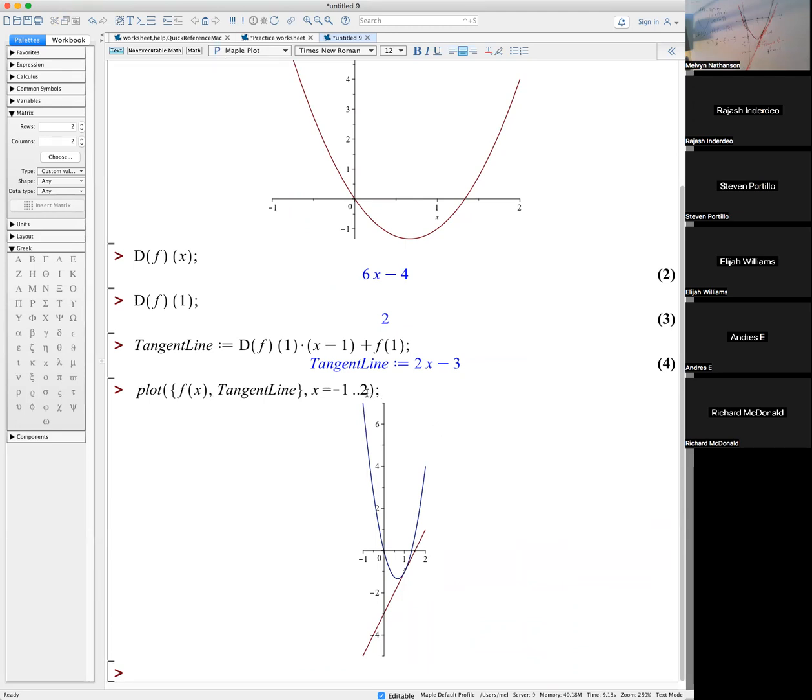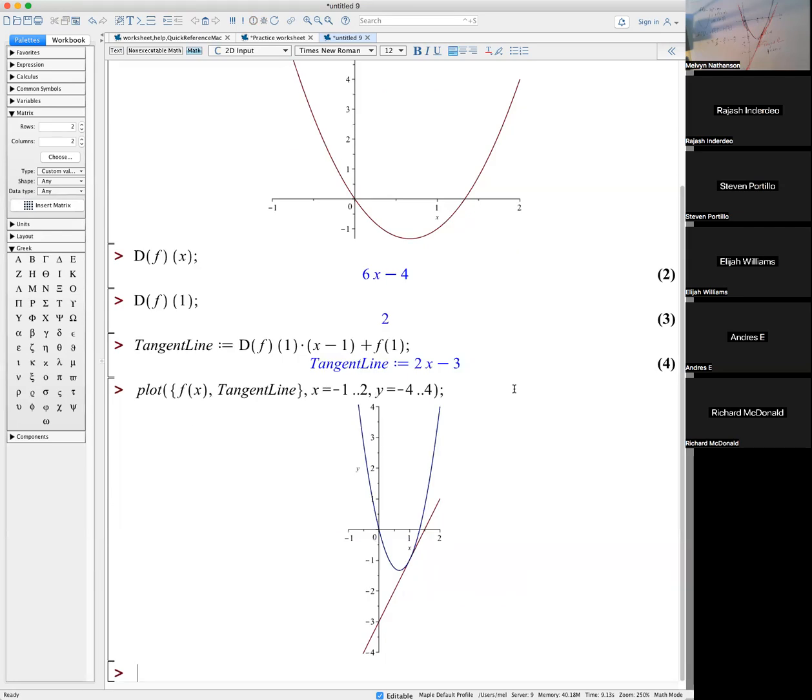Let me change this, say y goes from -4 to 4. There we go. Okay. So now this is drawn to scale. Here's my parabola, and here's my tangent line. I mean, it's really lovely what Maple can do.